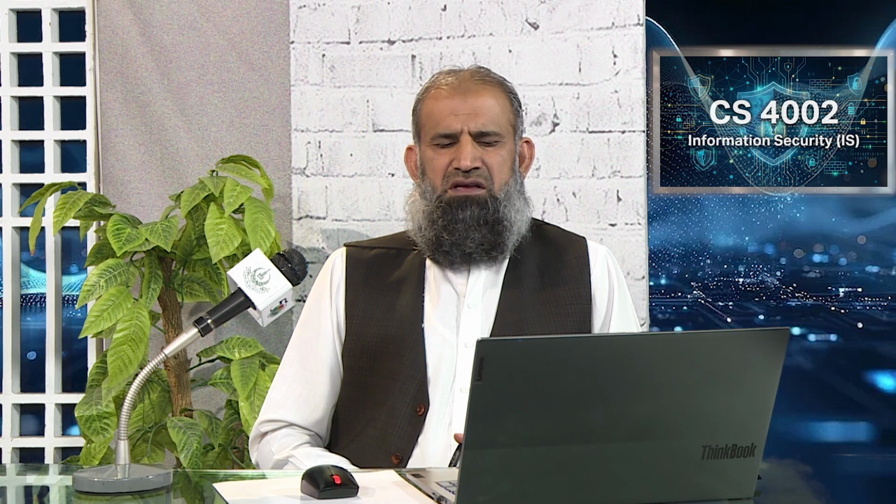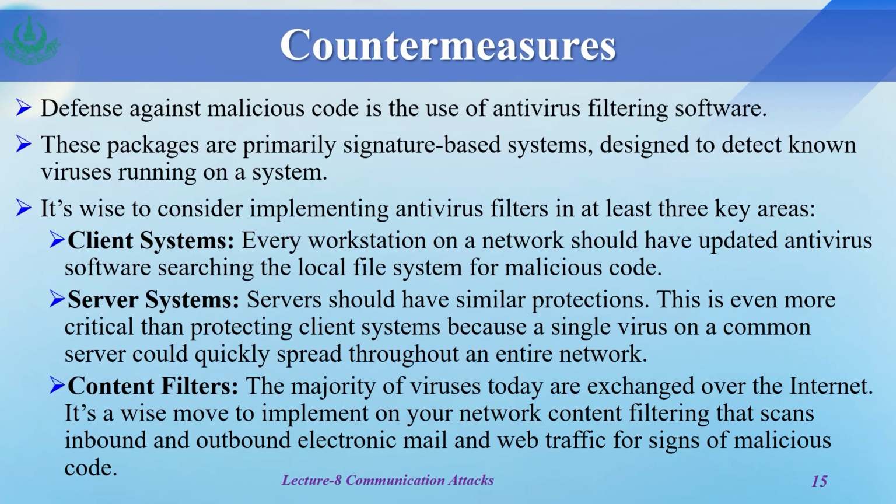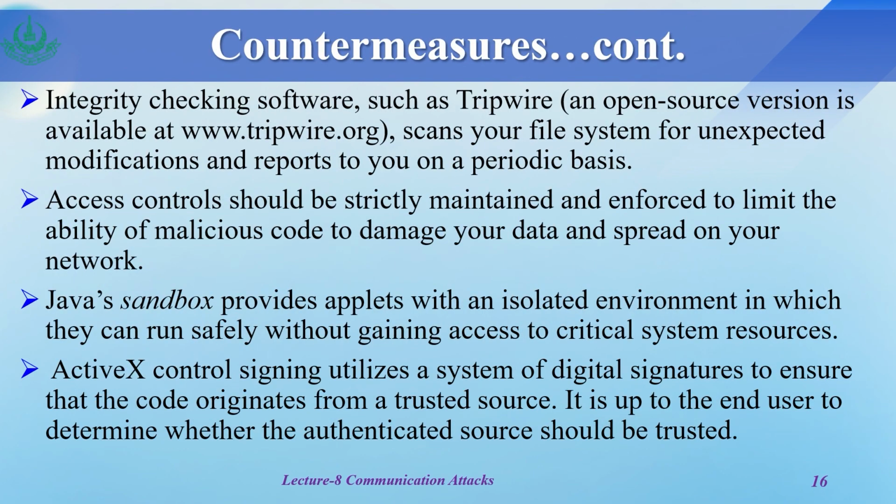Content filtering: the majority of viruses today are exchanged over the internet. It's a wise move to implement content filtering on your network that scans inbound and outbound electronic mail and web traffic for signs of malicious code. Integrity checking software, such as Tripwire, an open source version of which is available, scans your file system for unexpected modifications and reports to you on a periodic basis.